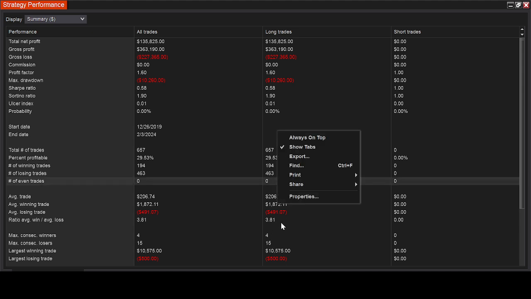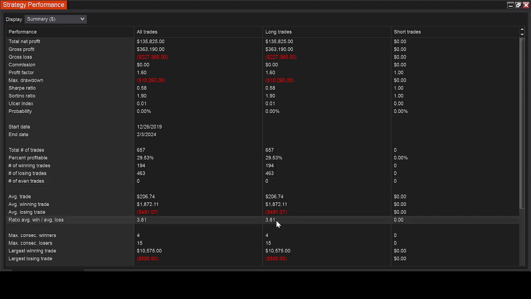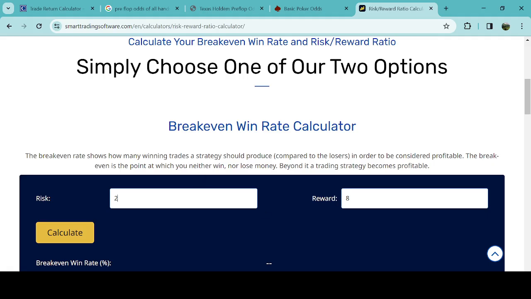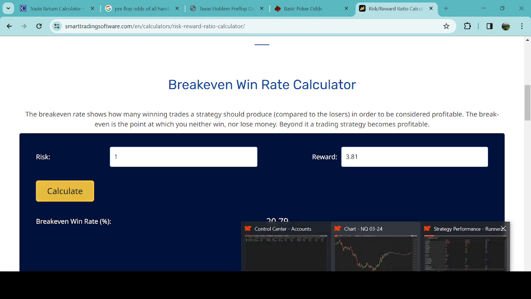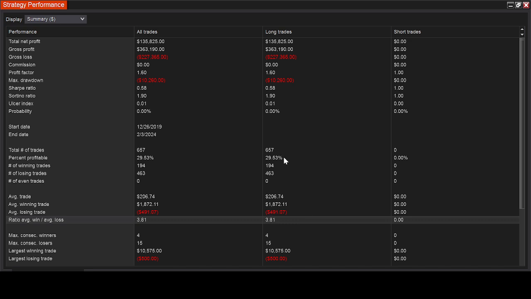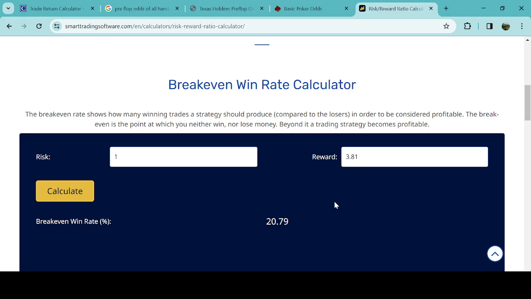Okay, so what we're going to do is take the ratio of the average win to the average loss, which is 3.81. So my risk to reward on average is 3.81, okay? So that means when I risk 1, I win 3.81 on average. What is the break-even win rate of that? About 21%, okay? So what is the win rate of my strategy? About 30%. If we're rounding up in the first case, we're rounding up again. So that means I have an edge of 9%, correct?